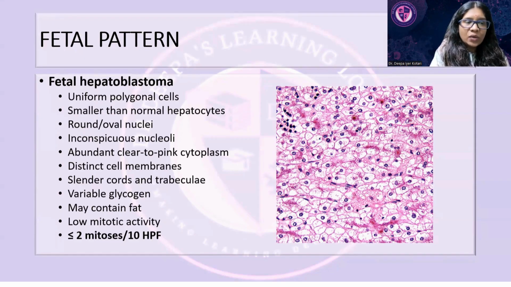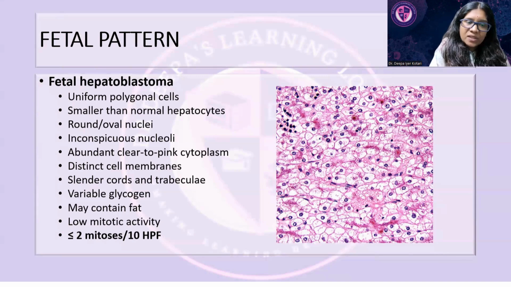You can't see the nucleolus very clearly here, can you? So the round to oval nuclei are characteristically placed in these polygonal cells, which appear clear. Sometimes they can appear eosinophilic, but they do not have prominent nucleoli at all.